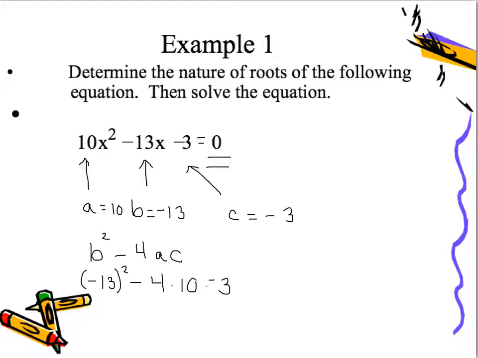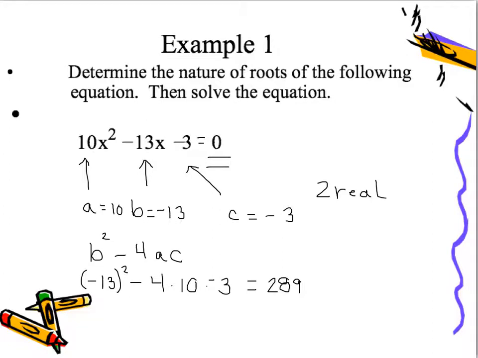So I can just type this in from left to right as it is, and my calculator will tell me that that is equal to 289, if I did the arithmetic correctly in my head there. Now, 289 is a positive number. So when you have a positive number under the radical, you end up with two real solutions, a positive answer and a negative answer. So we have determined the nature of the roots by merely finding the value of b squared minus 4ac.